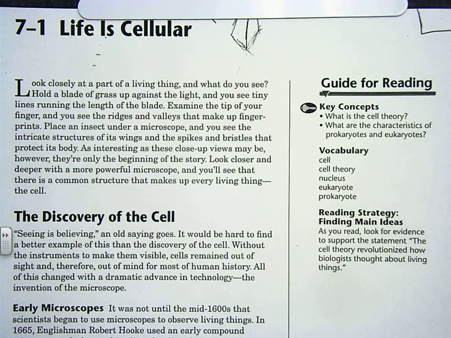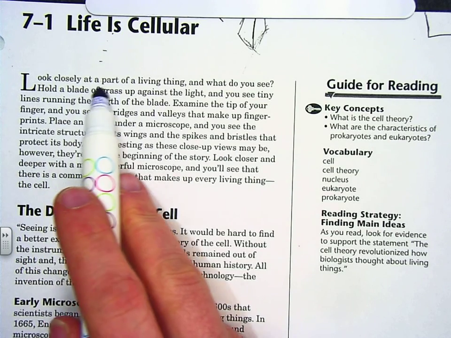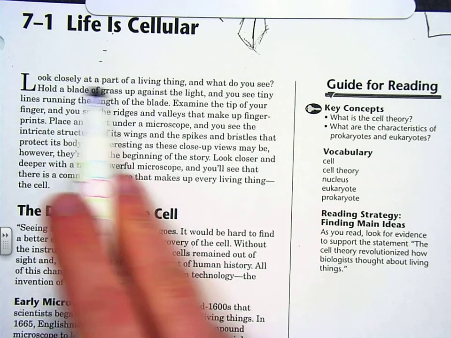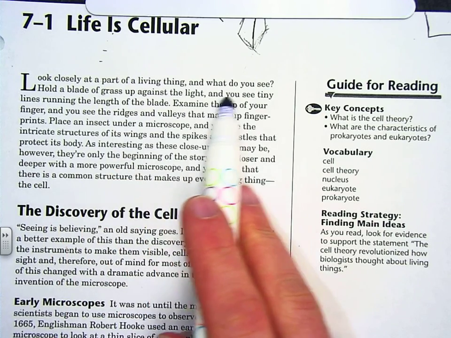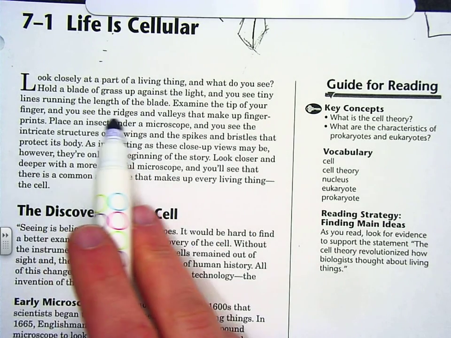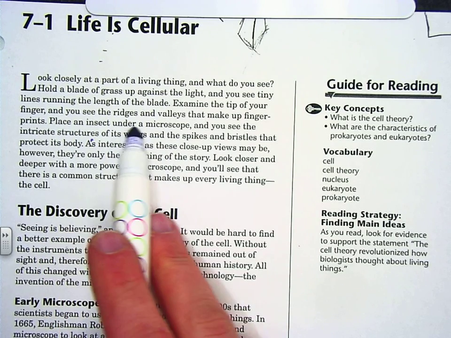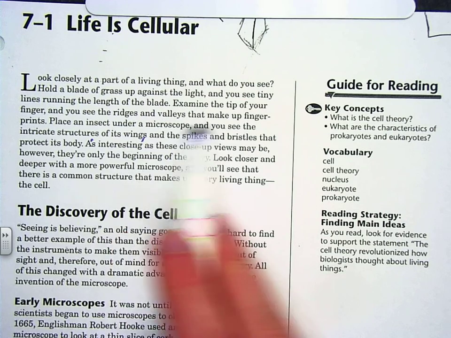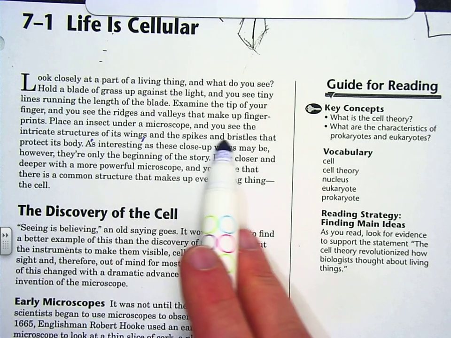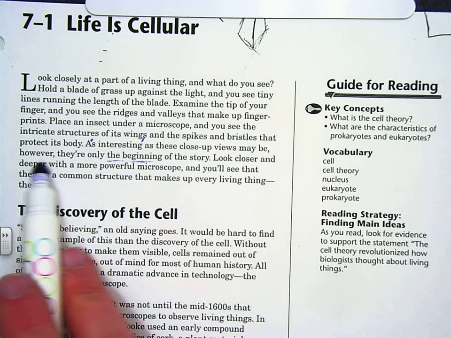Here we go. It says that life is cellular. Look closely at a part of a living thing, and what do you see? Hold a blade of grass up against the light, and you see tiny lines running the length of the blade. Examine the tip of your finger, and you see the ridges and valleys that make up fingerprints. Place an insect under a microscope, and you see the intricate structures of its wings and the spikes and bristles that protect its body. As interesting as these close-up views may be, however, they're only the beginning of the story.